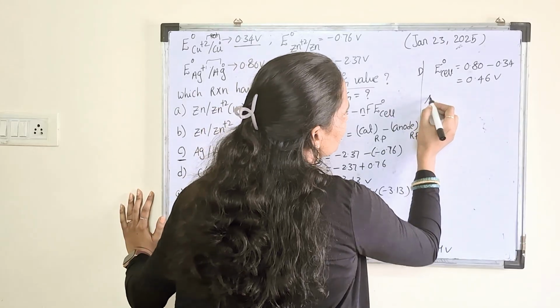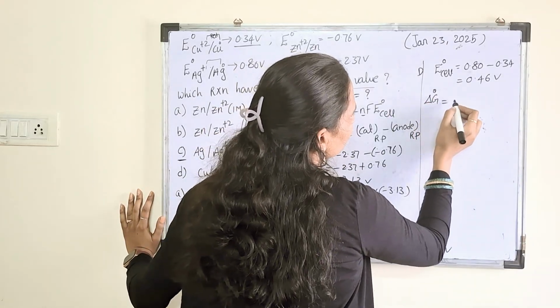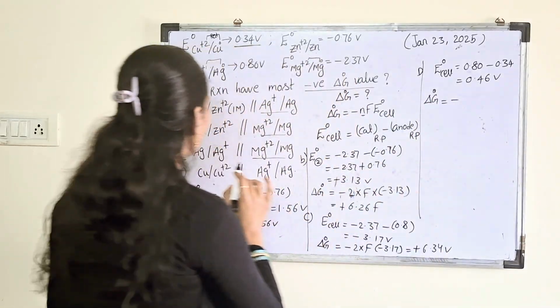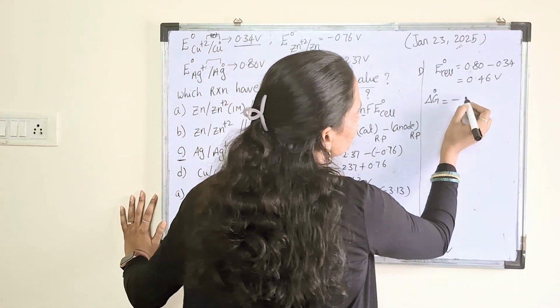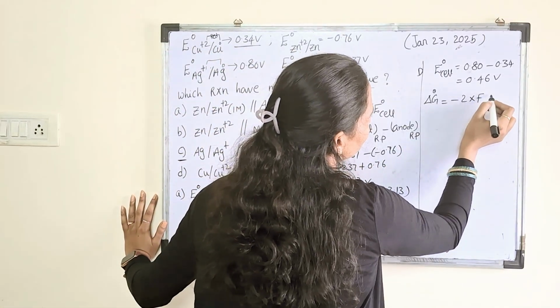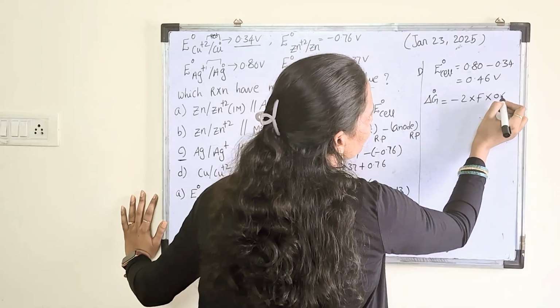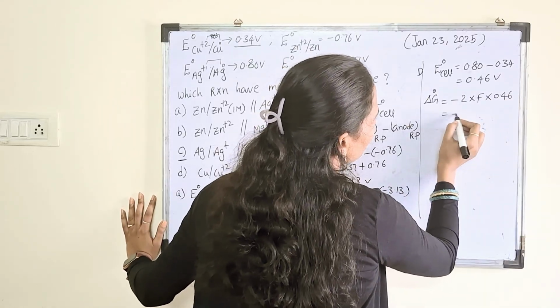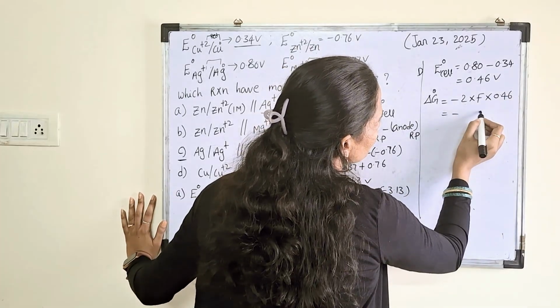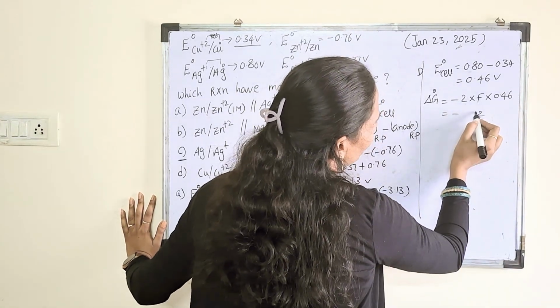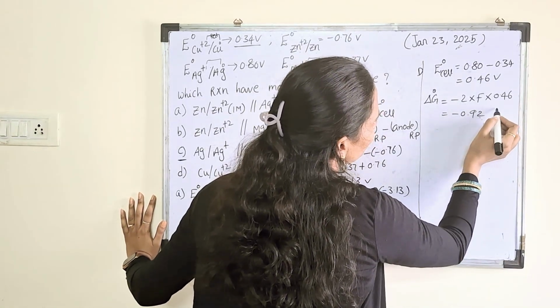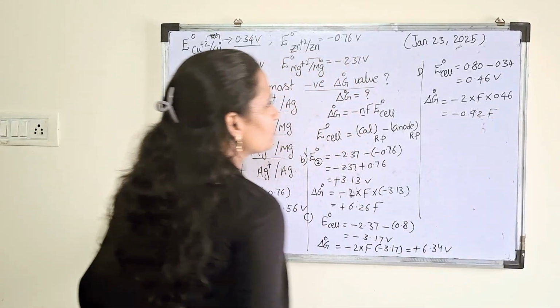Now calculate the delta G naught value. Delta G naught equals minus N value. Here how many electrons are involved? Here also 2 electrons only are involved. So 2 into Faraday into 0.46. So totally minus 0.92 Faraday, that is totally.